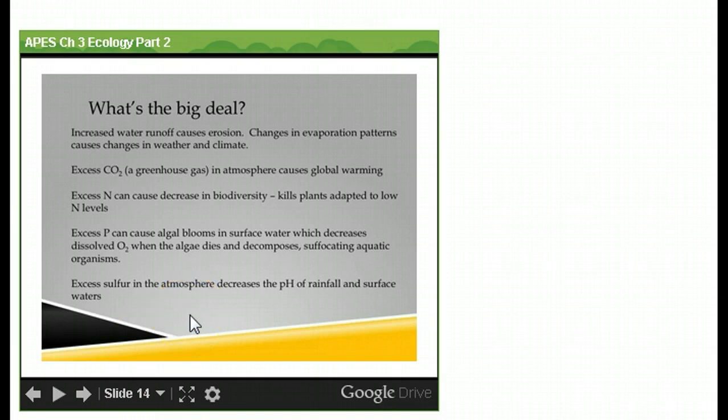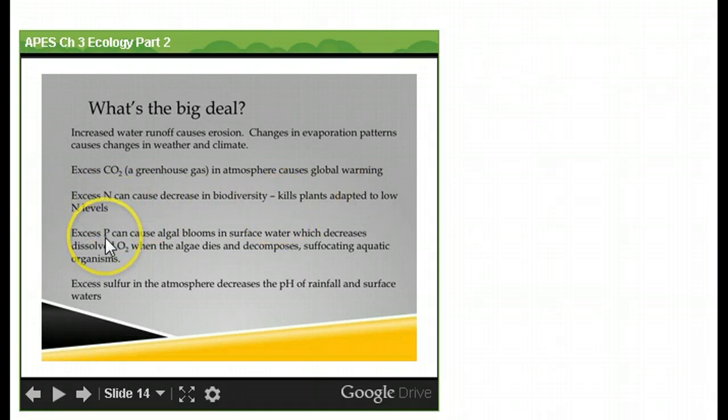So what's the big deal? Well, these are the human things that we can do to mess with the cycles. I just talked about the extra water runoff. We burn fossil fuels, so we make too much greenhouse gas, so the temperature of our earth is going up. When we use too much nitrogen, it kills the diversity of a particular area and kills plants that are adapted to low nitrogen levels. And then you have a whole bunch of one kind of plant that can survive nitrogen, and all these other kinds of plants are killed off.